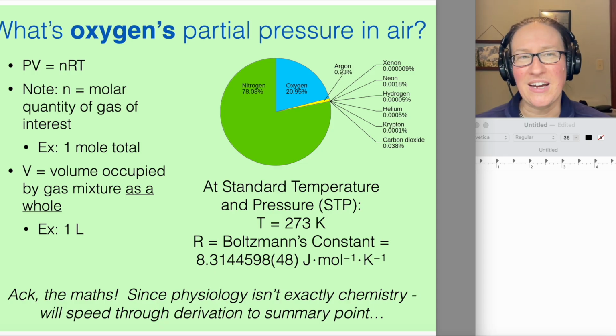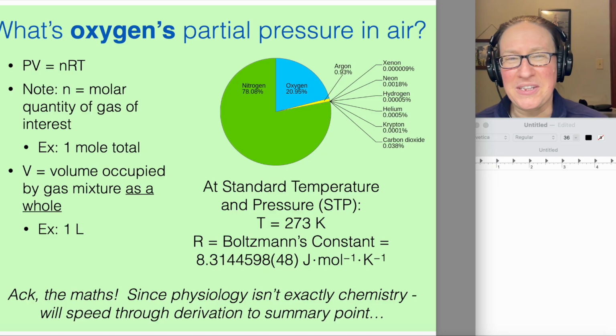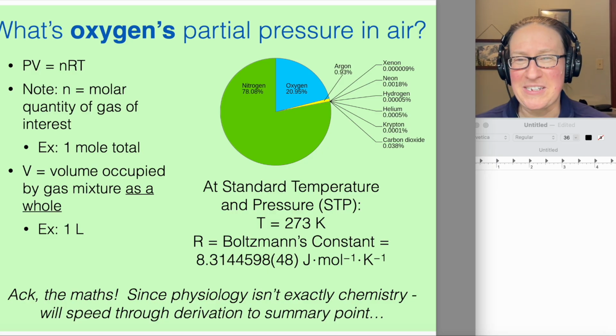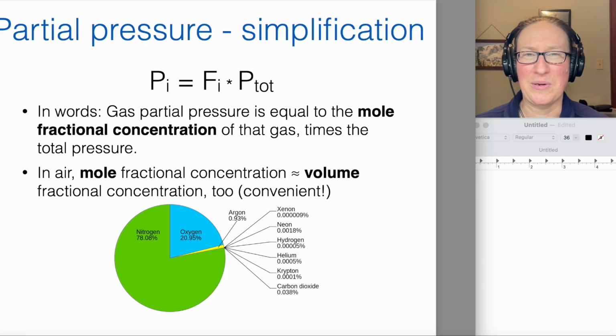If we wanted to calculate oxygen's partial pressure in air, we could use the ideal gas law to do that. Figure out, okay, for a mole of oxygen in a liter at standard temperature and pressure, remembering Boltzmann's constant, we could do a bunch of math, but we're not really a physics or chemistry course, we're physiology, so let's just focus on a summary point.